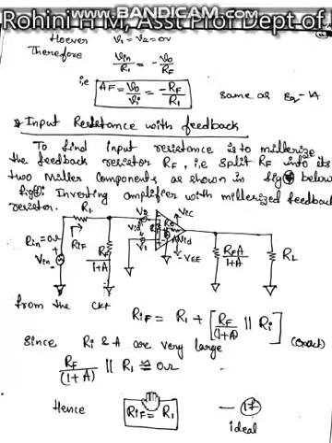Now RI and A are very large. Therefore we can say that RF divided by 1 plus A in parallel with RI is almost equal to 0 ohms. So RIF can be written as only R1. Therefore RIF is equal to R1. So the input resistance with feedback, RIF, can be written as only R1.